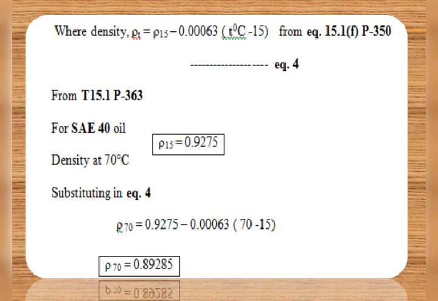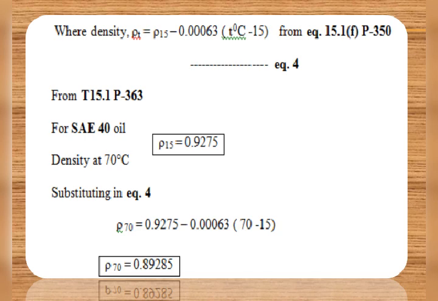So now by using equation 15.1f, page number 350, that is rho suffix t is equal to rho 15 minus 0.00063 into (T degree Celsius minus 15). This equation we are supposed to use. Call it equation 4. Now by referring to table 15.1, page 363, for SAE 40 oil, he has given the density, that value is 0.9275 for G type of oil. But now we are supposed to find the density at 70 degrees.